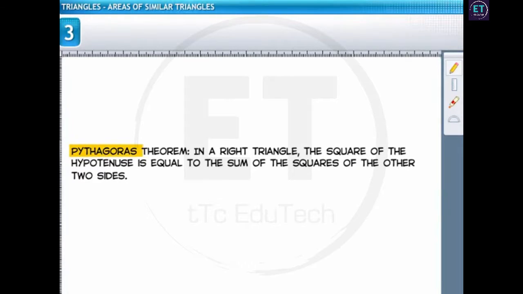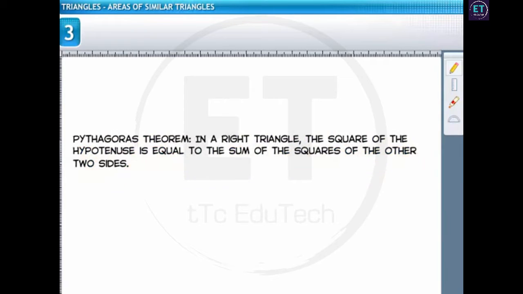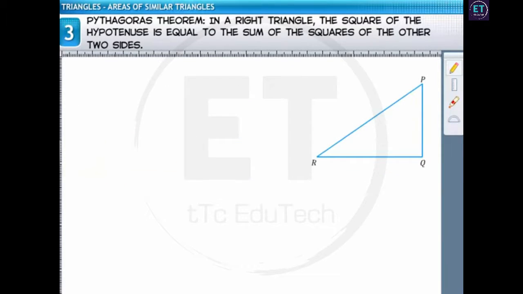Let's recall the Pythagoras theorem. It states that in a right triangle, the square of the hypotenuse is equal to the sum of the squares of the other two sides. Triangle PQR with the angle PQR equal to 90 degrees is given. We need to prove that the square of the hypotenuse PR is equal to the sum of the squares of the other two sides PQ and QR.